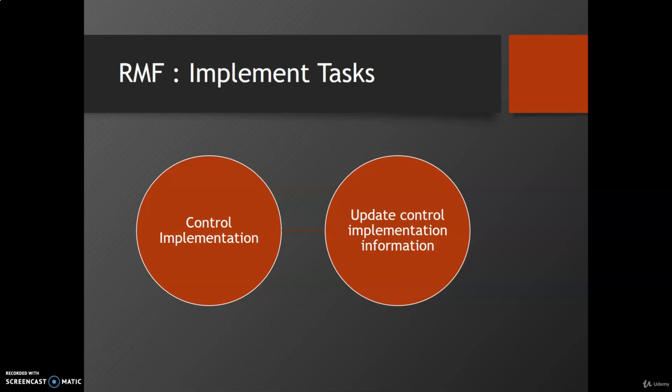So let's understand what we mean by control implementation. It means implementing the controls in the security and privacy plan. The organization implements the controls as described in the security and privacy plan. The control implementation is consistent with the organization's enterprise architecture and associated security and privacy architecture.